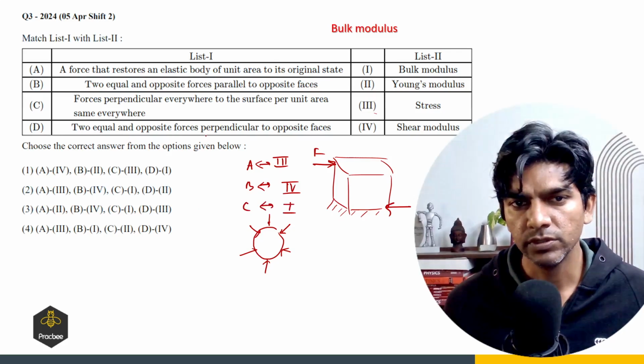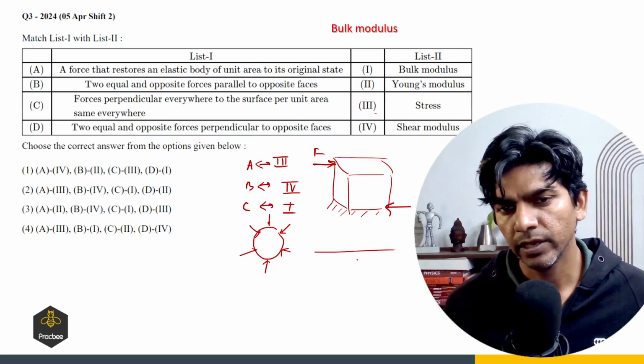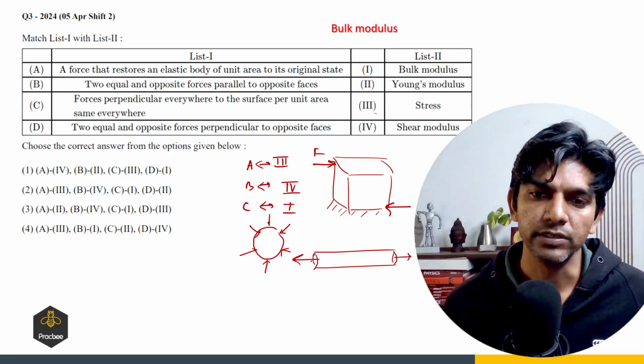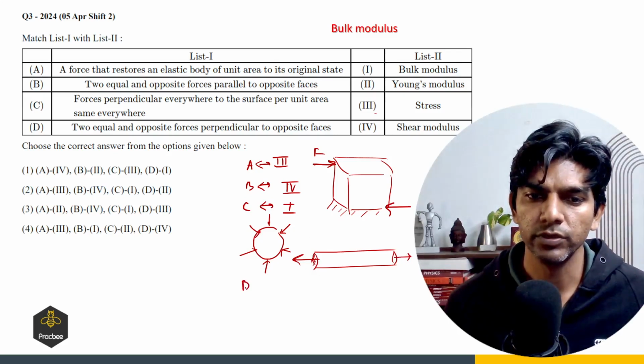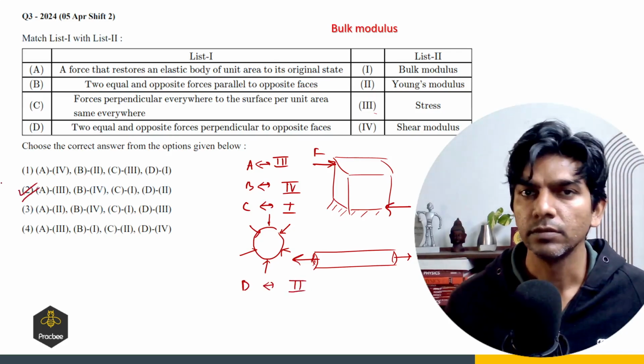Two equal and opposite forces perpendicular to the opposing faces. So if we have a rod and we want to elongate it, we are exerting forces normal to the faces, right? Normal to the area of cross section. So this will be Young's modulus. So D corresponds to 2. So option 2 is the right answer.